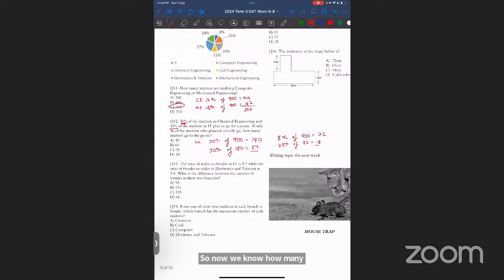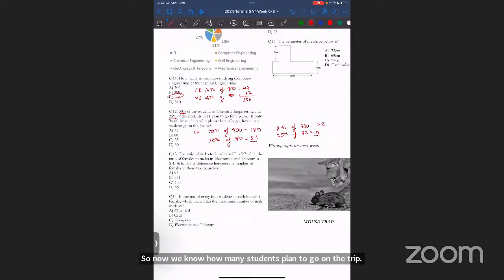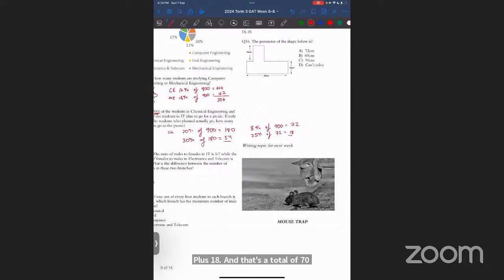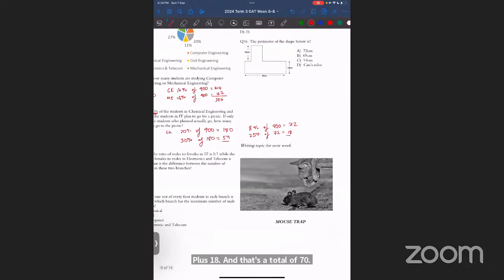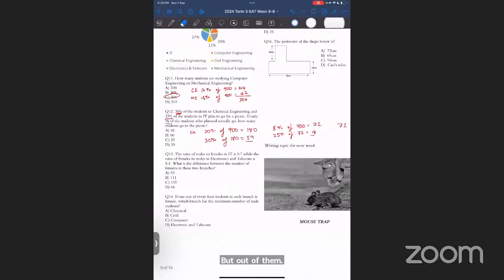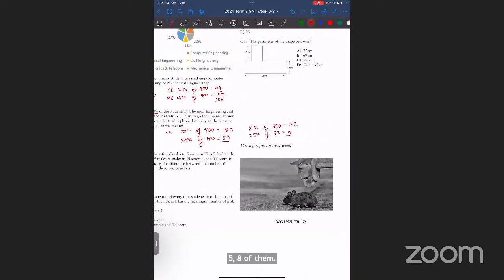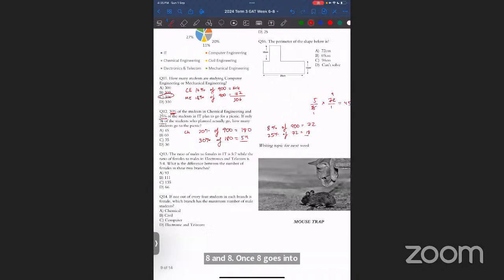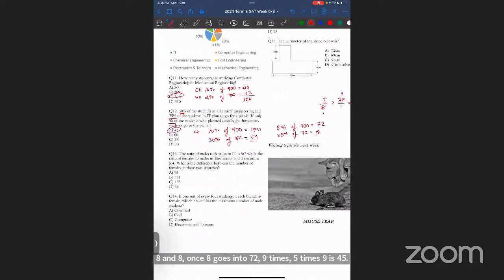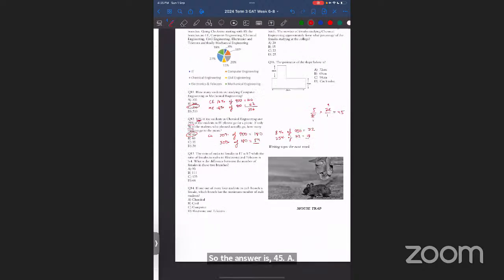So it's 54 plus 18, and that's a total of 72 students, right? So 72 students planned to go. But out of them, only 5/8 actually ended up going. So we need to find 5/8 multiplied by 72. 8 goes into 8 once, 8 goes into 72 9 times, 5 times 9 is 45. So the answer is 45, A. Fairly straightforward, right? So I'll leave it up here.